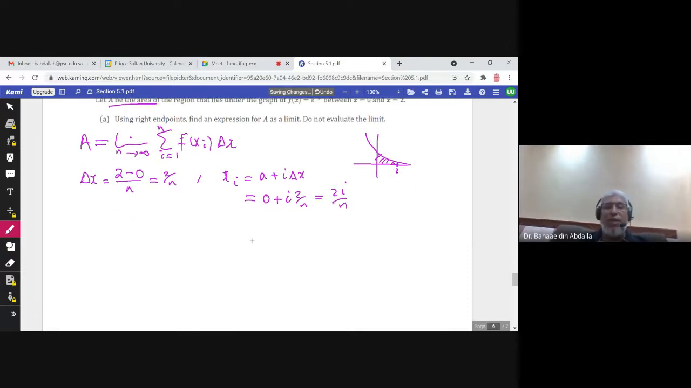Good. Now what do we need to do? We need to find f of xi. So what is f of xi?